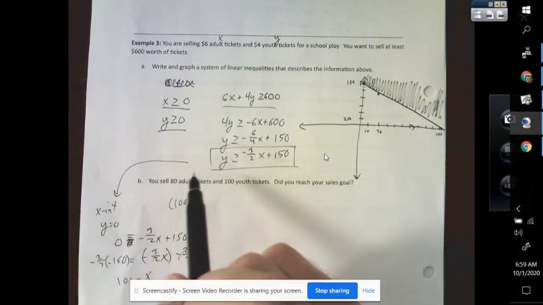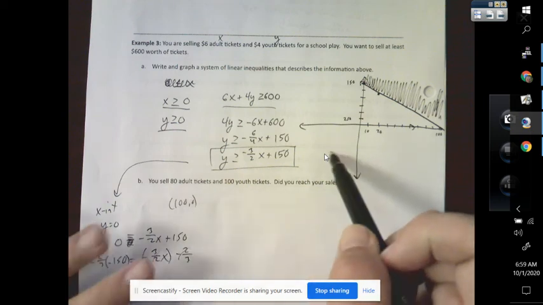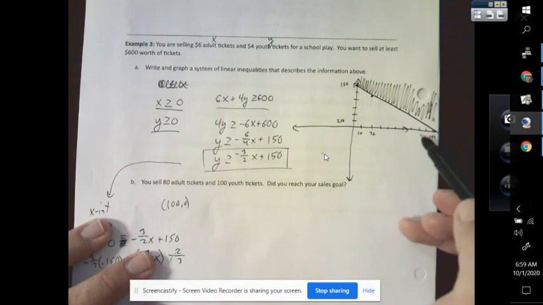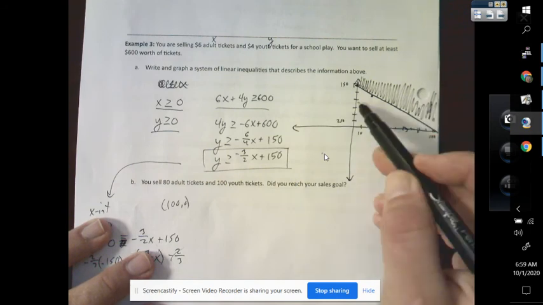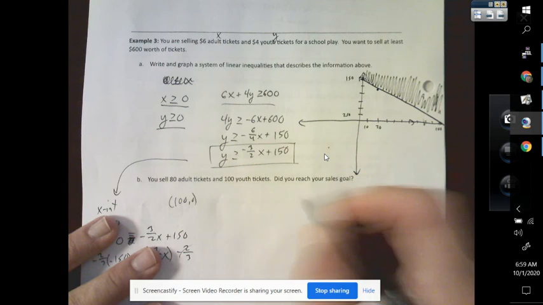You sell 80 adult tickets and 100 youth tickets. Did you reach your sales goal? Well, you can do this one of two ways. One, if you look at your graph over here, 80 is about there, and then 100 is about there. So graphically, I can see that that point is up top. Is it in the shaded region? Yes. So graphically, I did.